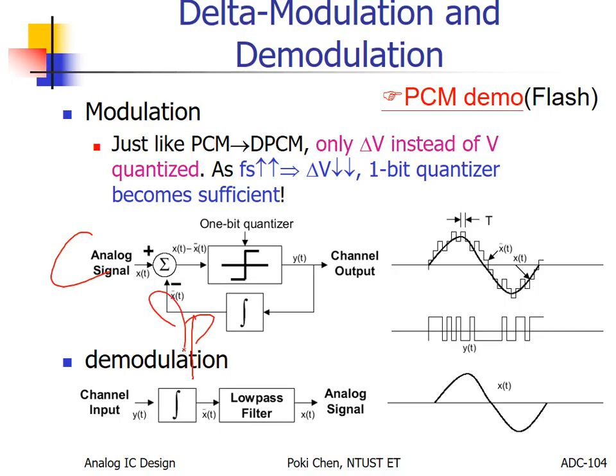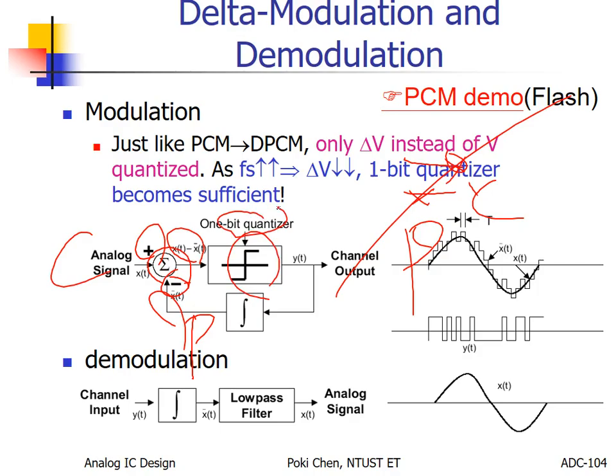If the previous is here and the current is here, we only take the difference. See? Summation, positive, negative. And then this is the 1-bit quantizer, to see whether I am larger or smaller than my previous sample. For example, I am larger here, you are smaller, so we get 1. But how to reconstruct it?